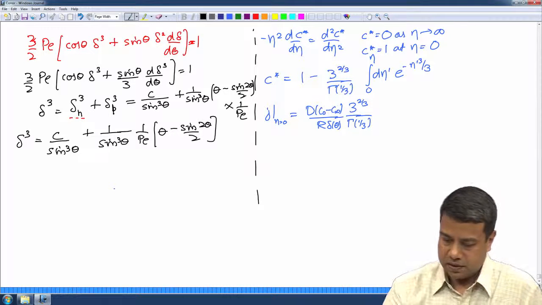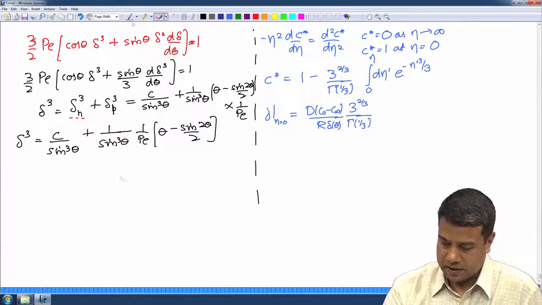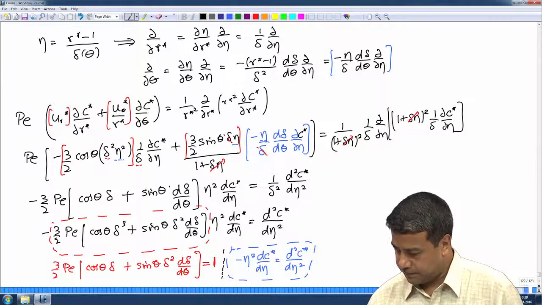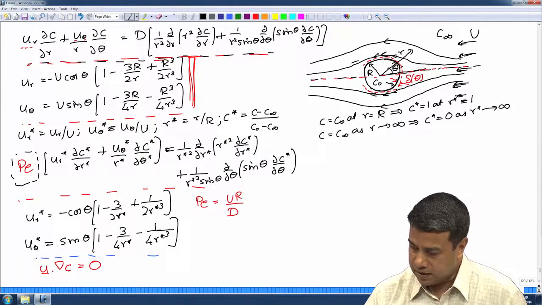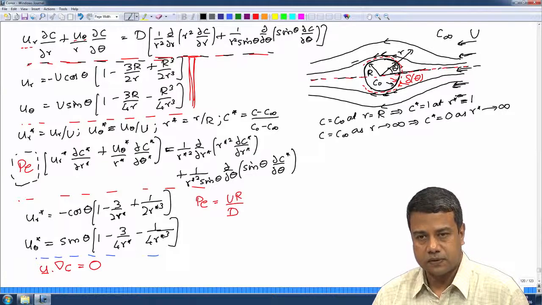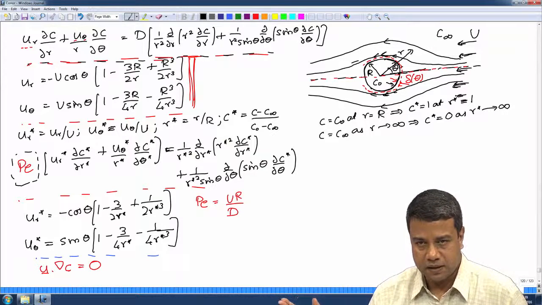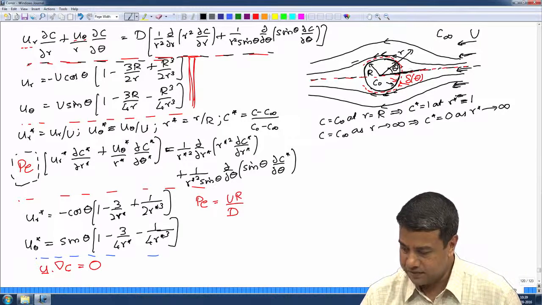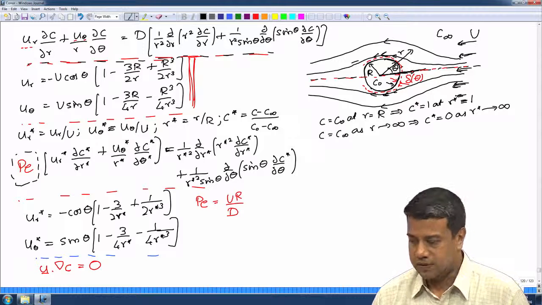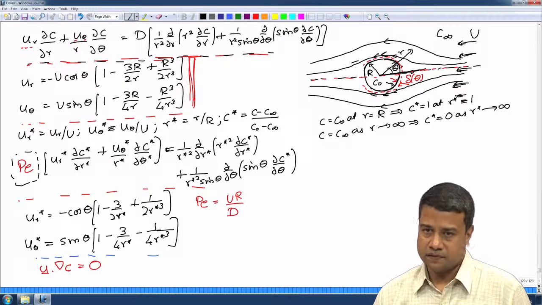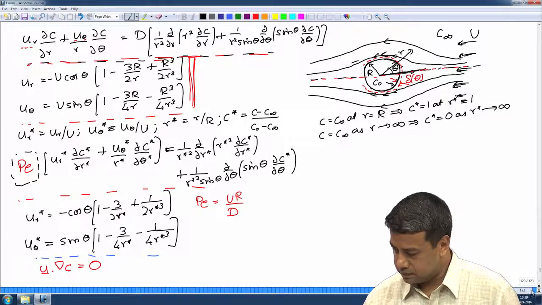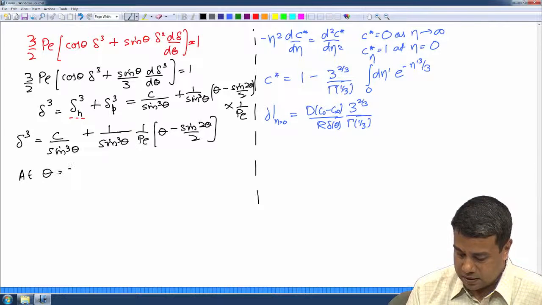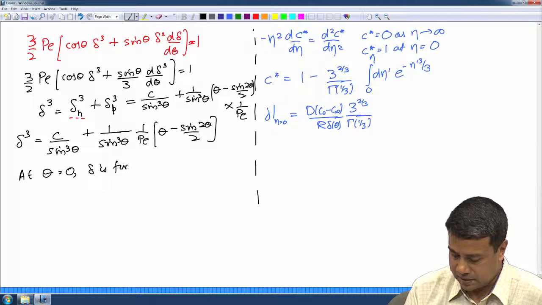How do we determine the constant? We have to determine the constant from the condition that at the upstream end, at the upstream location where theta is equal to 0, theta is the angle from the upstream axis. Therefore, at this upstream end where theta is equal to 0, the boundary layer thickness has to be finite. Determine the constant from the condition that at theta equal to 0, delta is finite.